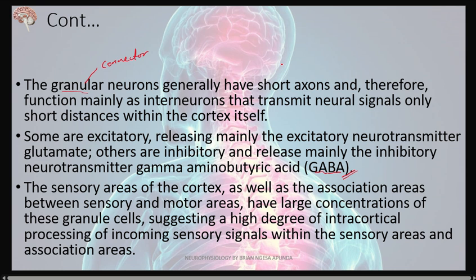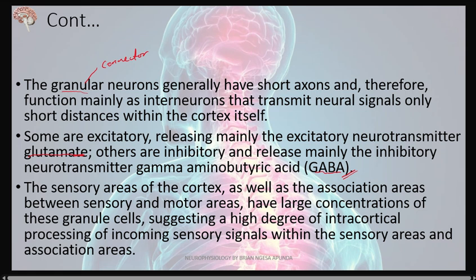If we are dealing with sensory impulses that might require a response from the motor area, the type of granular neurons or interneurons to be employed are likely to release an excitatory neurotransmitter at their end, and the major excitatory neurotransmitter is glutamate. So the sensory areas of the cortex, as well as the association areas between the sensory and the motor areas, have a large concentration of these granule cells. So remember, these are the interneurons.